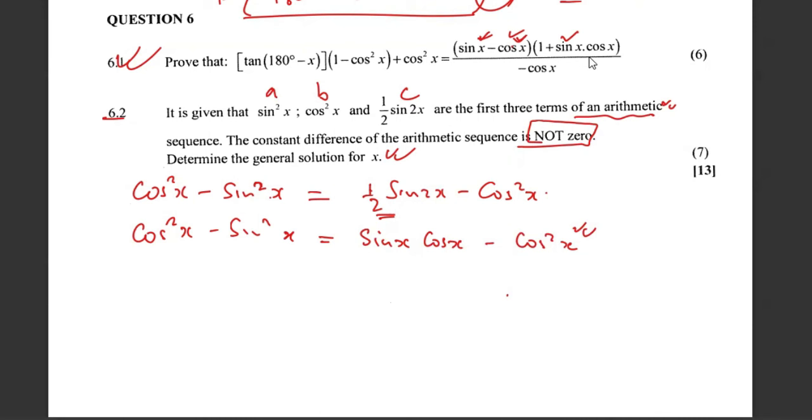Is it going to make sense? It's going to be 2 cos squared x, and I move this one to that side, is equivalent to sine x cos x. Why the bracket now?